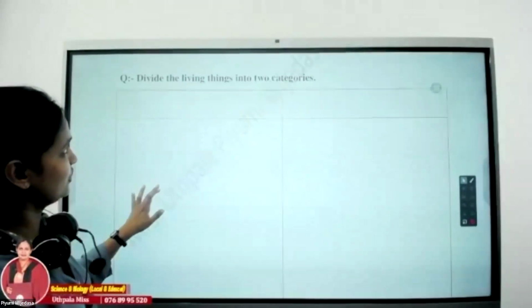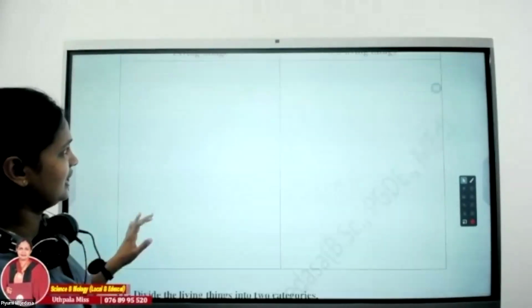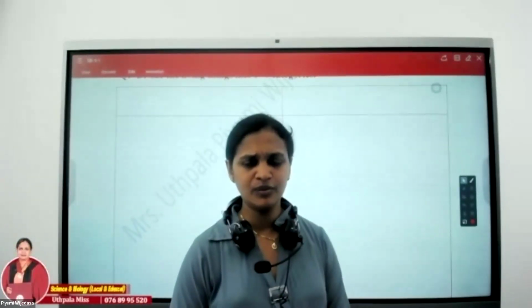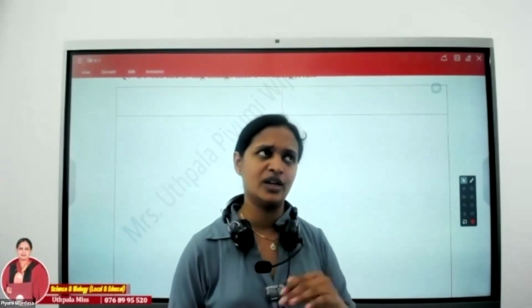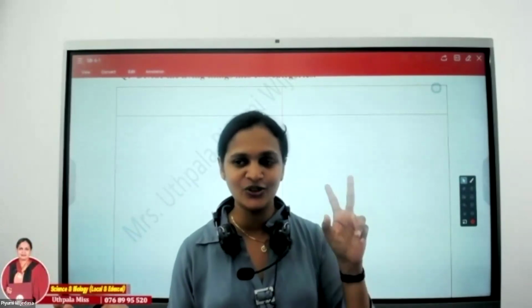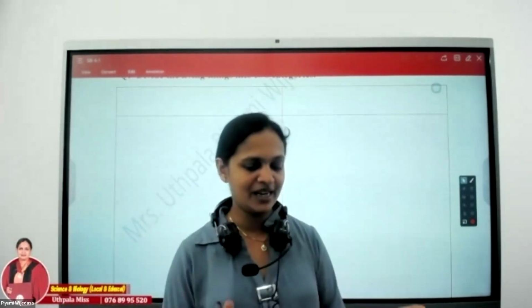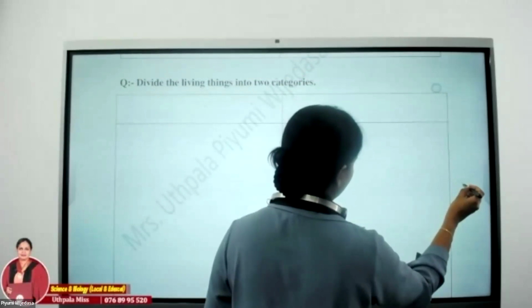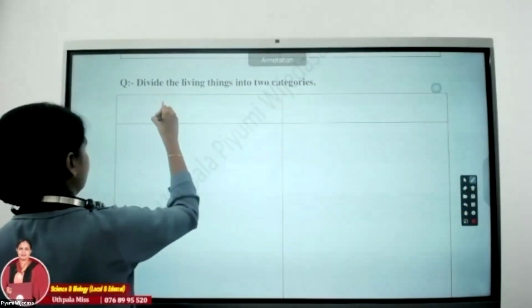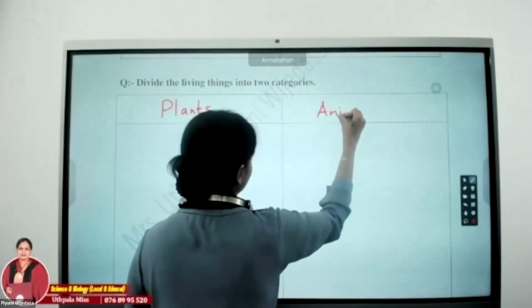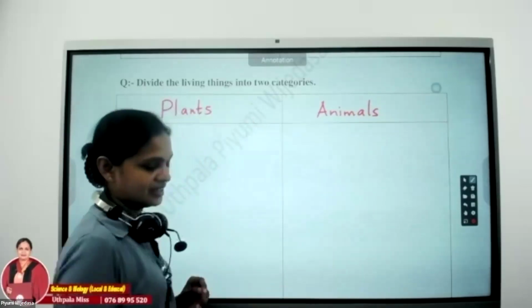Divide the living things into two categories. Then here you wrote certain living things in the school garden. How can we divide living things into two parts? Then you have mentioned teachers, students, plants, creatures, lizards. How can you divide them? Animals and plants. Or else you can say plants and animals. It is clear that living things are divided into two categories.